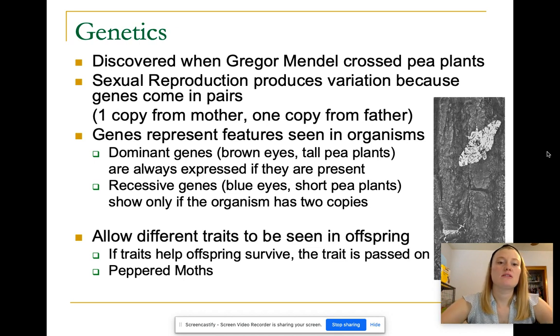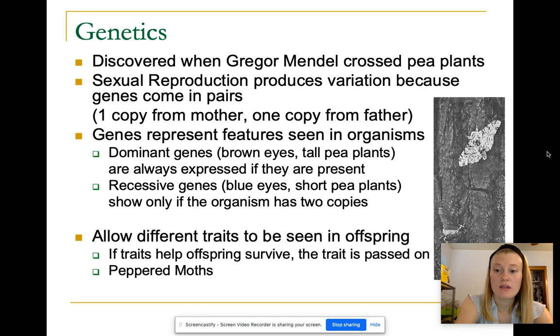As you can see, dominant genes in pea plants are tall pea plants, recessive genes in pea plants are short pea plants, and dominant genes for eye color in humans is brown eyes, and recessive is blue eyes. This also helps some offspring survive longer, which is an adaptation. Basically the survival of the fittest.